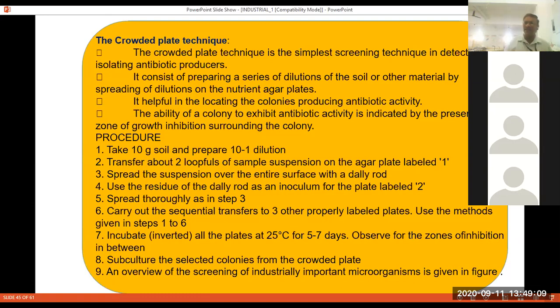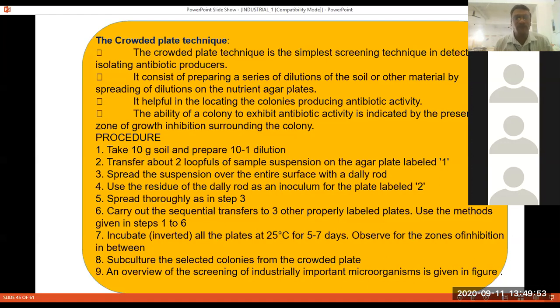I'm interested in penicillin, which is 100% a narrow spectrum antibiotic. If I'm interested in a broad spectrum one, then I have to isolate tetracycline, it may be streptomycin. So depending upon the broad classification, there will be narrow spectrum antibiotics as well as broad spectrum antibiotics. Now it consists of preparing a series of dilutions of the soil sample as well as other material where microorganisms are growing, and by simple spreading of the dilution on your nutrient agar plate, it helps in locating those colonies producing antibiotic activity.